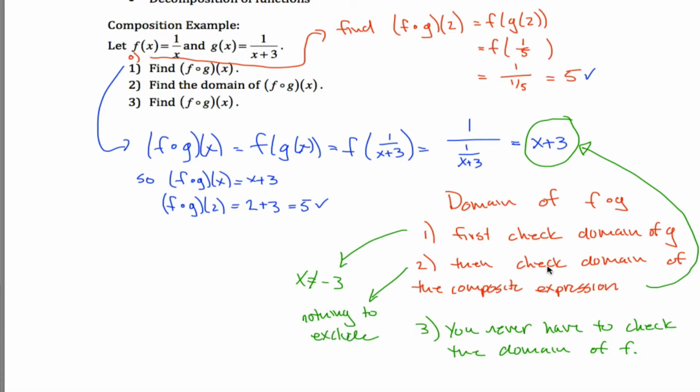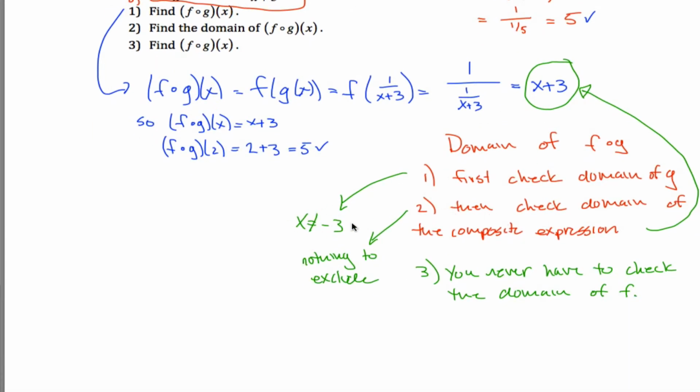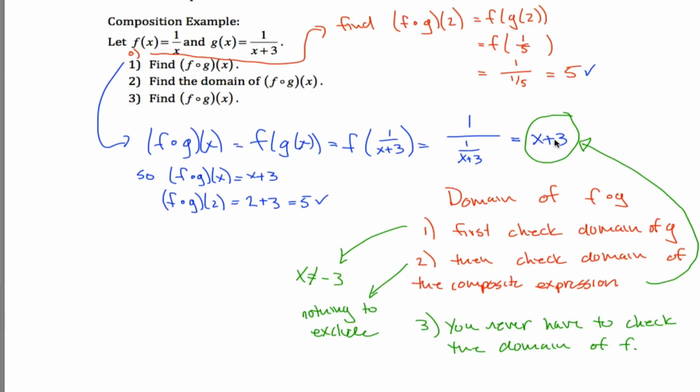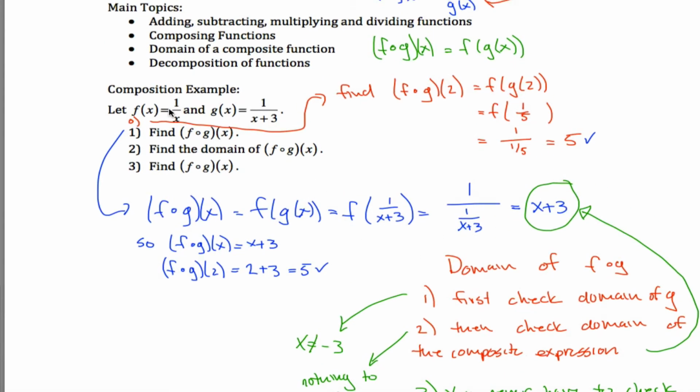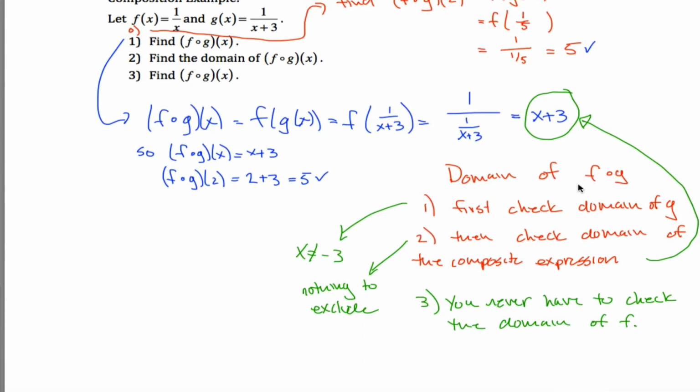So when I'm figuring out the domain of the composite function, the only number I have to exclude in this specific case is negative 3. There's nothing to exclude from the second one because nothing can go wrong with this composite expression right here. I don't have to look at f. Note that the number 0 is not in the domain of f, but that's not a problem. I can put 0 into f of g of x and get an output from it, which is kind of interesting. So when you're checking the domain of a composite function, these are the steps you go through.